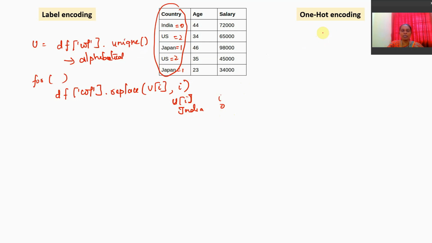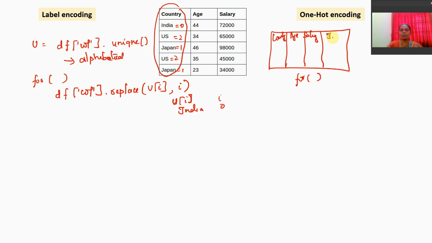Now, when moving to the one-hot encoding, you already know the unique values. I already have 3 columns: country, age, and salary. After finding the unique values using my first for loop, I need to add one new column, that is India. From the unique value, I know my column name is India. I add it with 0, so a column India gets generated, having all values as 0.